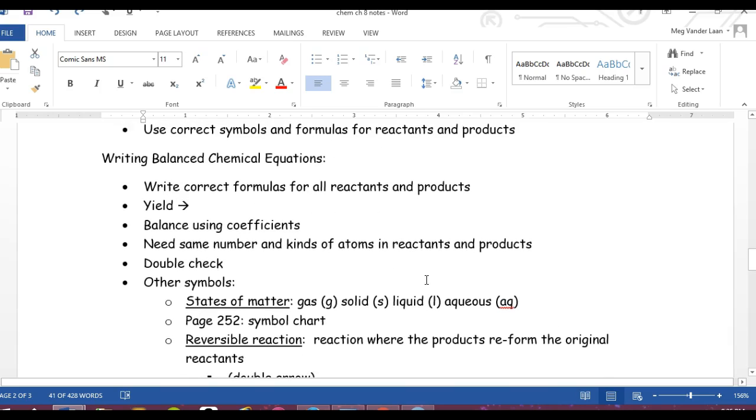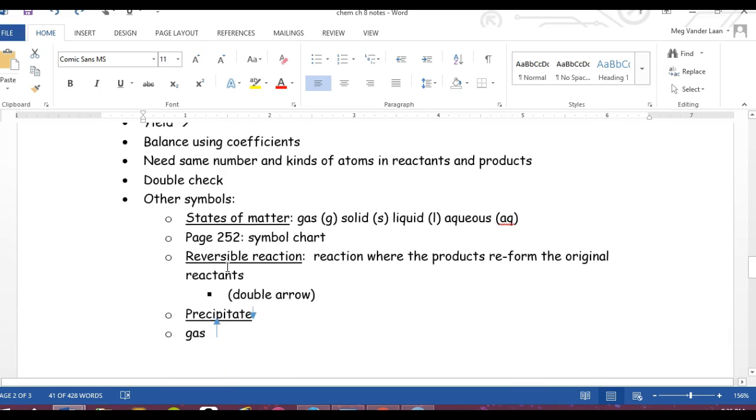So when we're balancing them, the first step is to write a correct formula for all of the reactants and products. Once you have that formula made, do not change any of those subscripts. Then you'll put a yield sign between the reactants and the products. Then you'll balance it using coefficients, which are the whole numbers in front of the formulas. You need to have the same number and kinds of atoms in the reactants and products. So you're going to add up the atoms of each kind on the reactants and the atoms in the products, and you're going to make sure that you have the same number on each side. And then the final step, double check. Always double check your work.